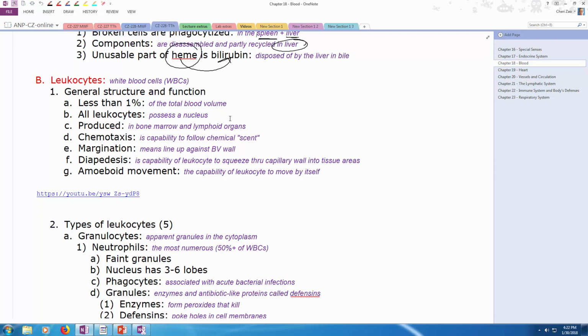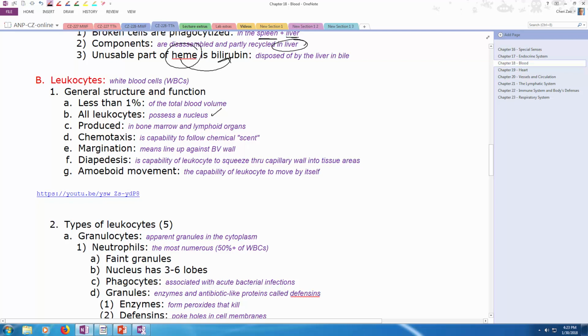But that's another story. Leukocytes, WBCs. Leuko is white, cytes, white cells. There's less than 1% of our total blood volume that are actually our leukocytes, and you guys, I hope, realize these are very important fighters of infection, so they're part of our immune system. All of our WBCs or leukocytes possess a nucleus.